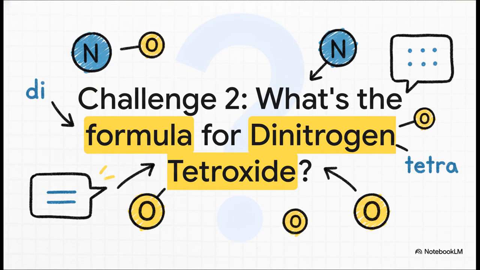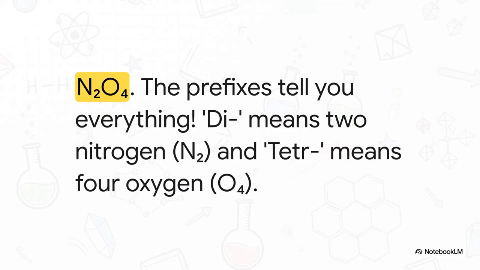Let's flip it around. What's the formula for a compound called dinitrogen tetroxide? All the clues you need are right there in the name. Just listen to those prefixes. And there it is, N2O4. The name basically spelled it out for us, right? Dinitrogen means 2 nitrogen atoms. Tetroxide means 4 oxygen atoms. The prefix system is so beautifully simple.